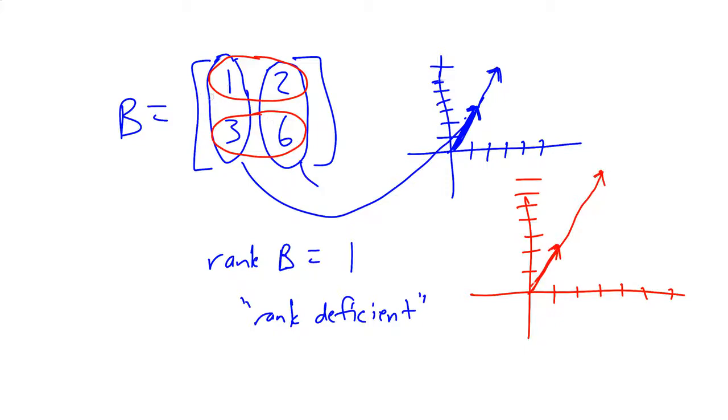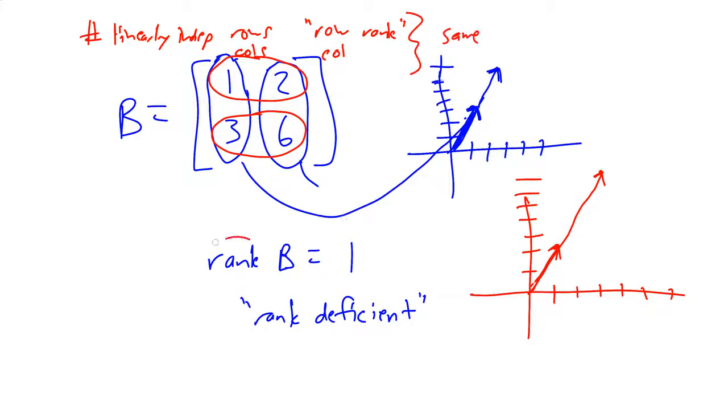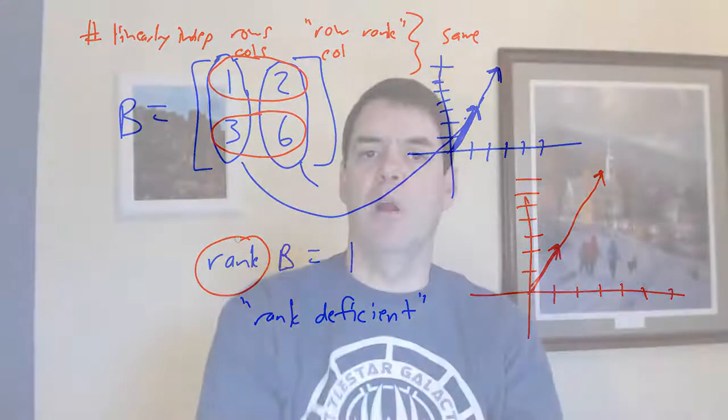In fact, the number of linearly independent rows is called the row rank of a matrix, and the number of linearly independent columns is called the column rank of a matrix. But you know what? People never use those terms, row rank and column rank, because these are always the same. And so they just talk about the rank of a matrix, and that's all we're going to have to talk about, is the rank of a matrix, okay?